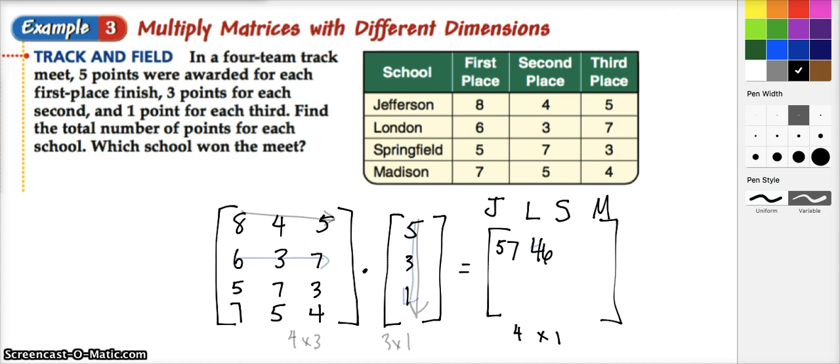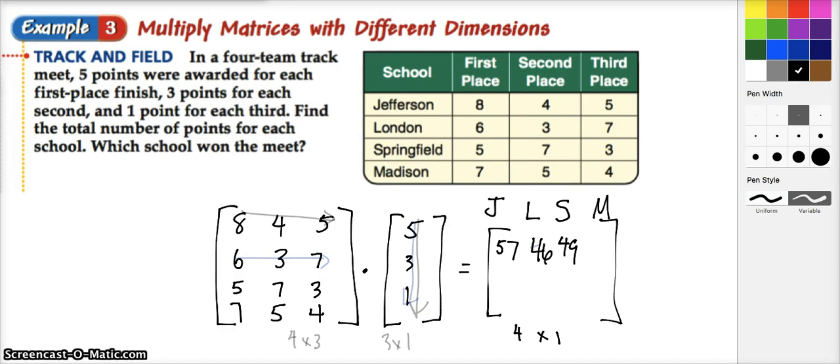What school is this one? Springfield, 5, 7, and 3. 5 times 5 is 25. 7 times 3 is 21. 3 times 1 is 3. So 25 plus 21 is going to give me 46. 46 plus 3 is going to give us 49.